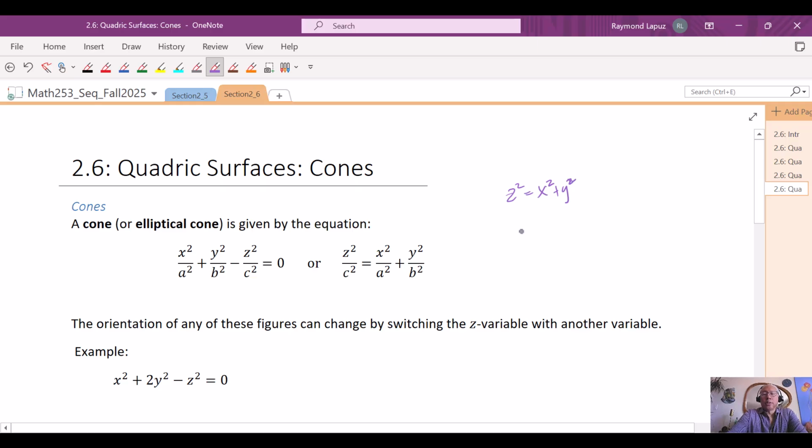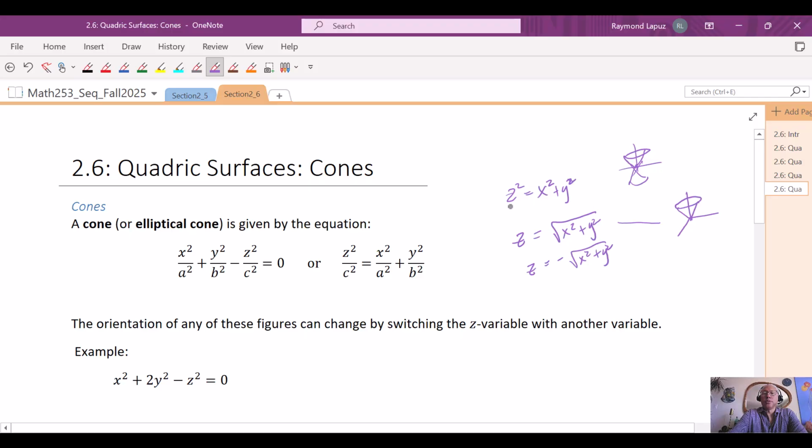And if we take the square root of both sides, z is going to be either the positive square root of x squared plus y squared, or z is equal to the negative square root of x squared plus y squared. And so this first example would be a cone that has both the top and the bottom. I think we called it nappes when we were studying the conic sections.